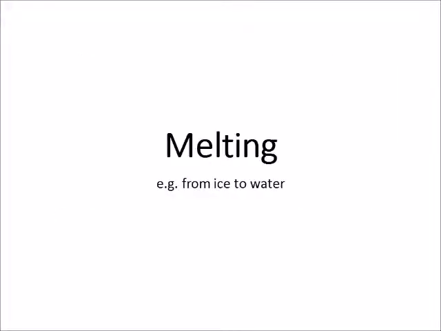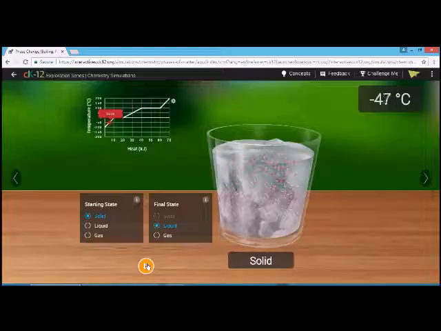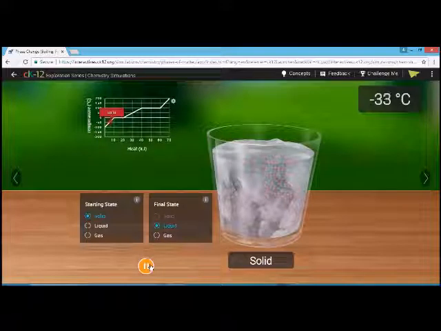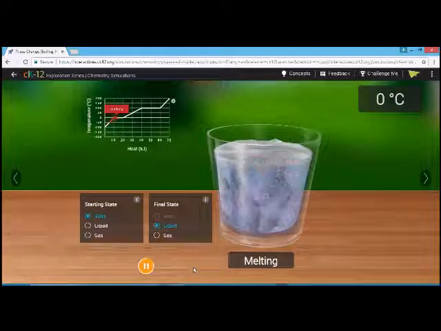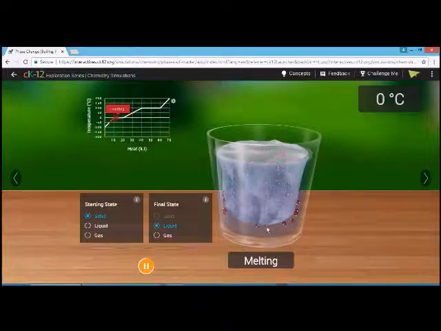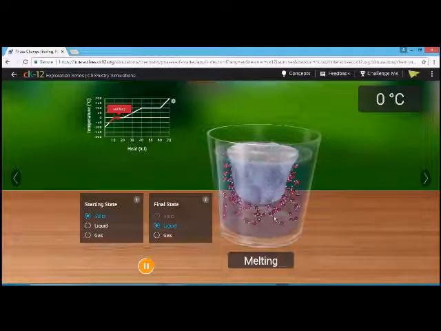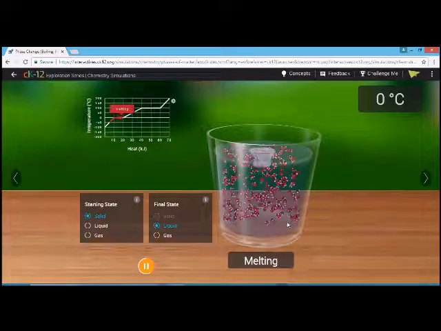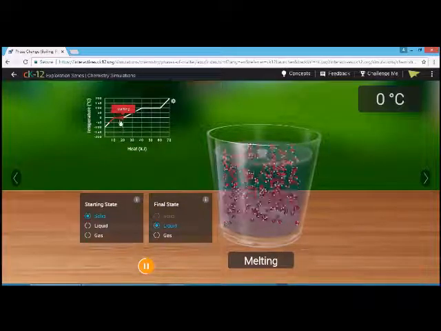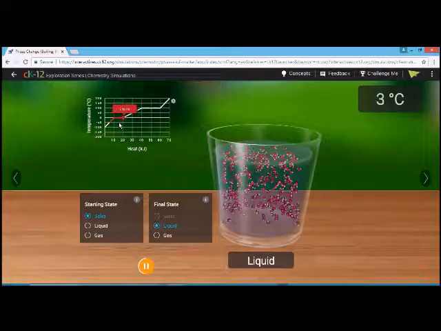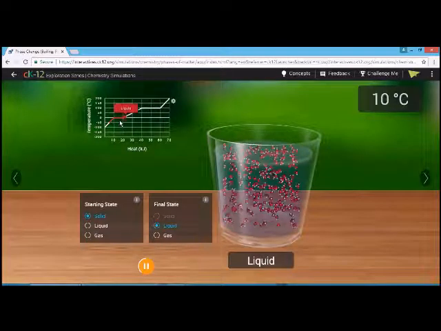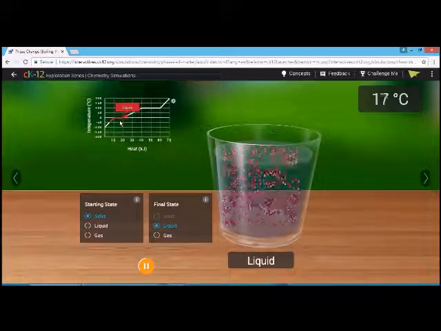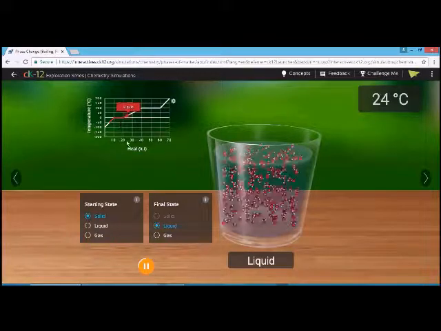Next, let's look at what happens when a substance, such as ice, melts. When ice gains heat, the water molecules start to vibrate faster and the temperature rises. When ice reaches the melting point, water molecules gain enough energy to break the forces of attraction between the particles, and the solid ice melts into liquid water. The temperature stays constant during melting because the heat supplied is used to overcome the forces of attraction between the particles instead of increasing the energy of the particles.